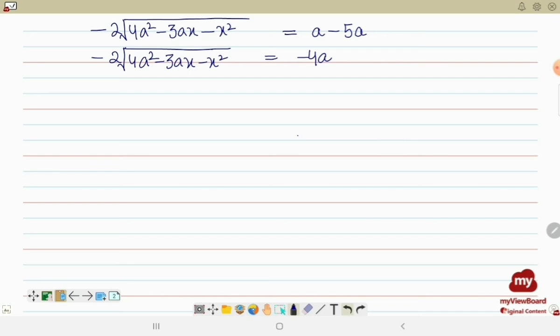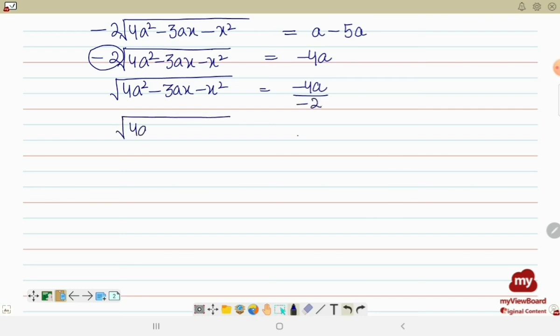So here, we can even take minus 2 to the other side, so that our terms will get more simplified. So minus 4a over here, when minus 2 will go to the other side, it will get divided. So here you are left with just, let's solve it, 4a square minus 3ax minus x square. We are left with just 2a.